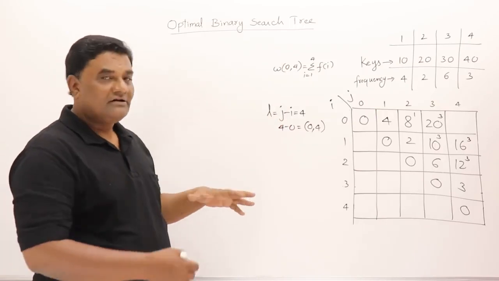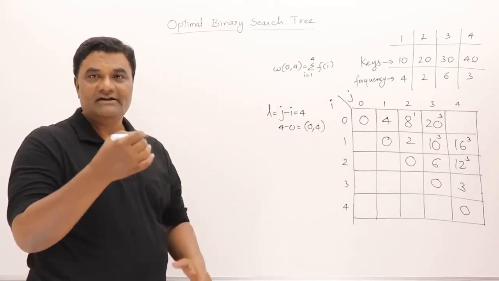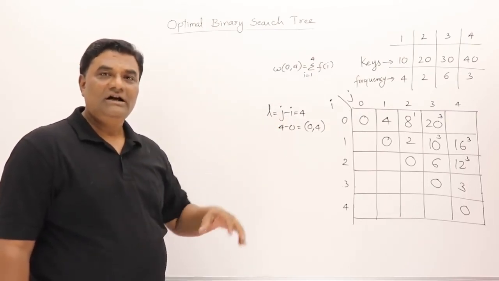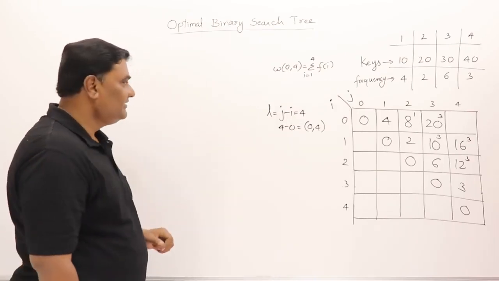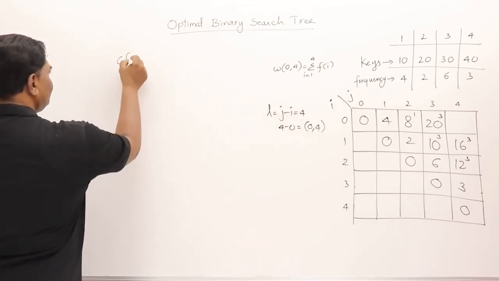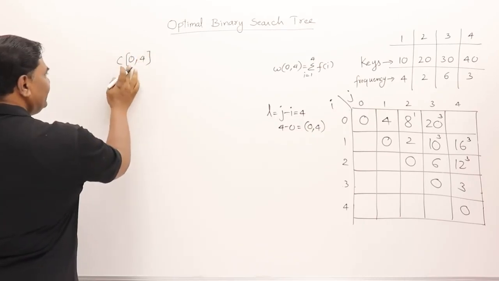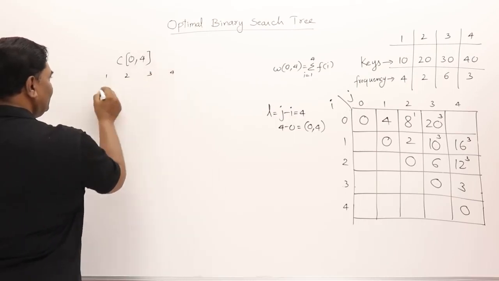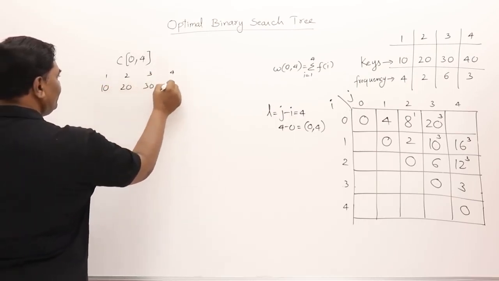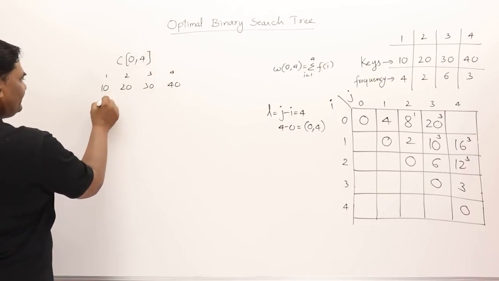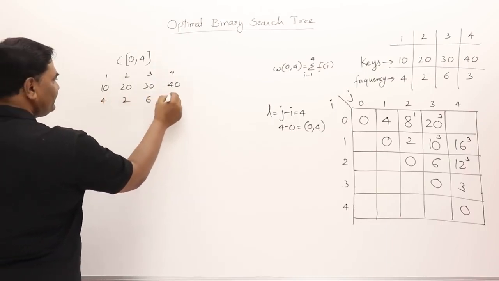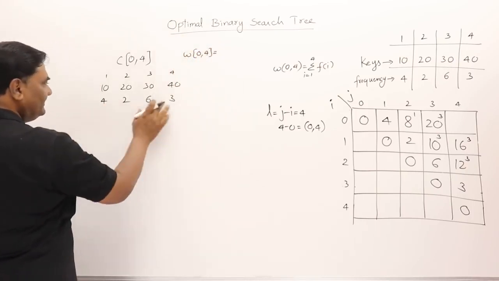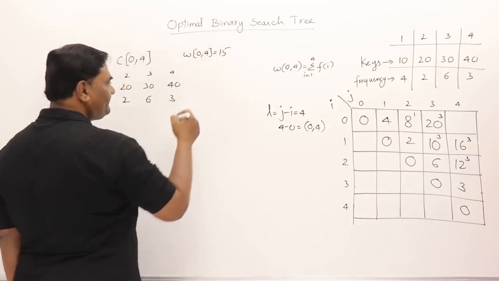So for that, from all possible binary search trees, I have to pick up the best one. That's going to give me the optimal cost. Now I will directly use the formula and solve that one. So cost of 0 to 4. Ignore 0. I have to take keys 1, 2, 3, 4, that are 10, 20, 30 and 40, and their frequencies are 4, 2, 6, 3. Then weight of 0 to 4 will be how much? Add all these. So this is 15.